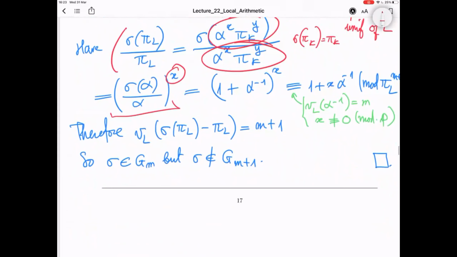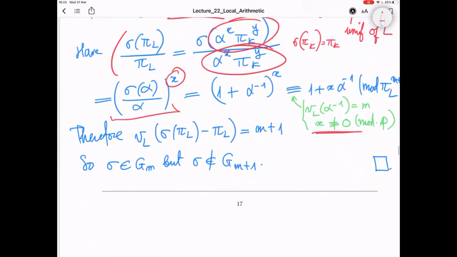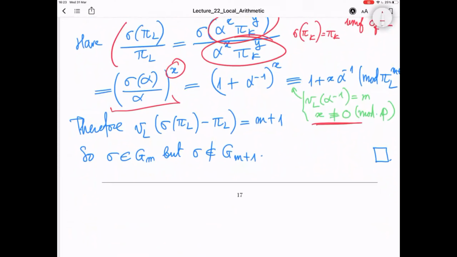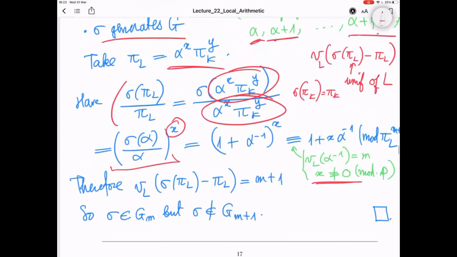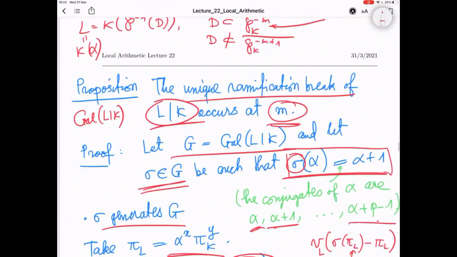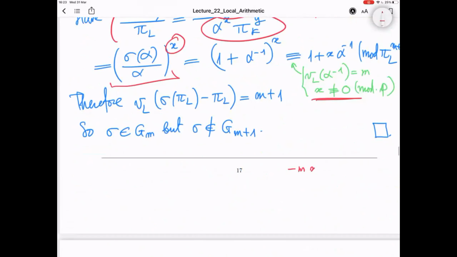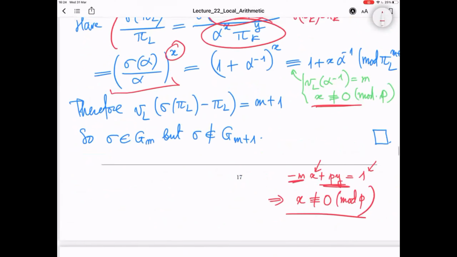But remember, x is prime to p, right? Because what was the thing? Minus mx, yeah. The relation was minus mx plus py is equal to 1. So reducing it modulo p, I get that x is not 0 mod p. When you reduce it modulo p, this disappears, and x is therefore invertible modulo p. Minus m is an inverse. In particular, x is prime to p.